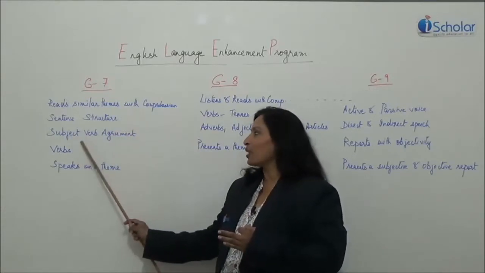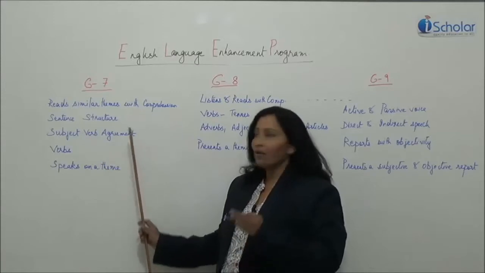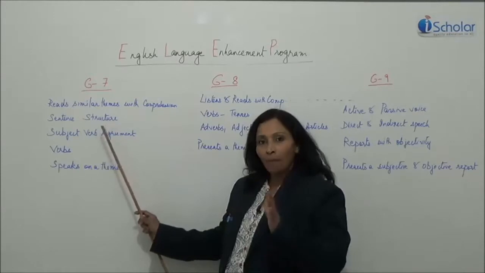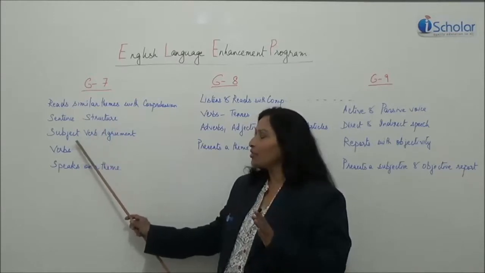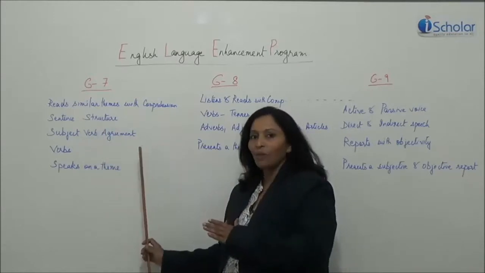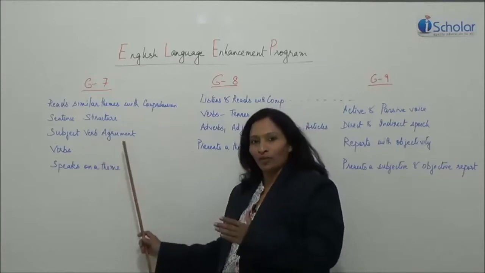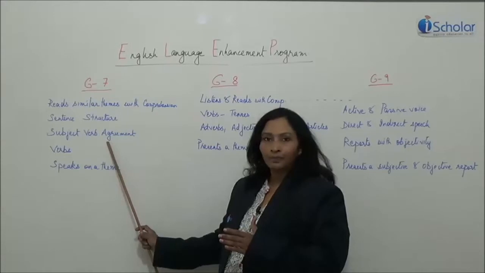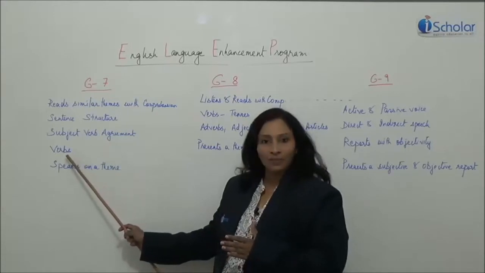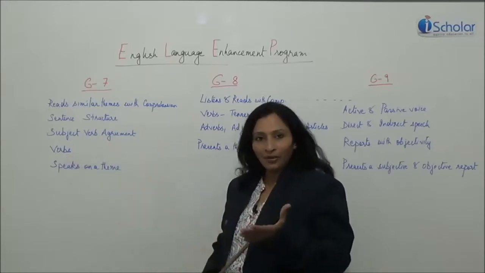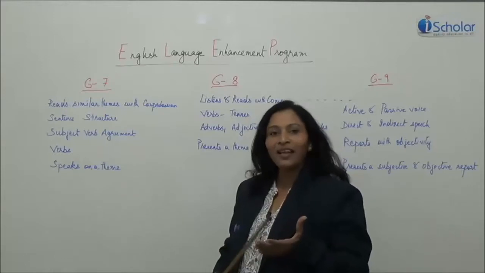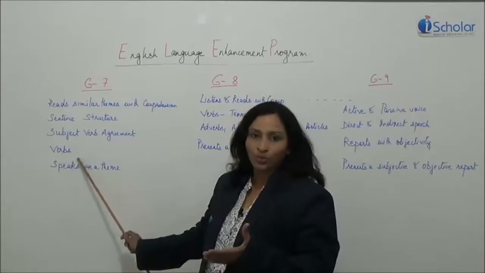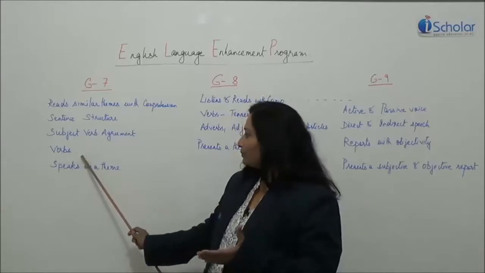Then we come to subject-verb agreement. As of now, we will only look at the number: a singular subject and a singular verb, and a plural subject and a plural verb, and the different forms of subject-verb agreement. Now we introduce them to verbs, that is the primary, the helping and the full verbs. We will concentrate on those verbs only at this level.